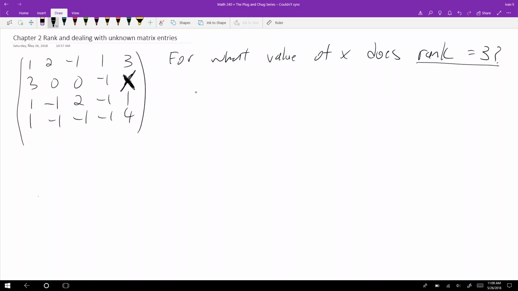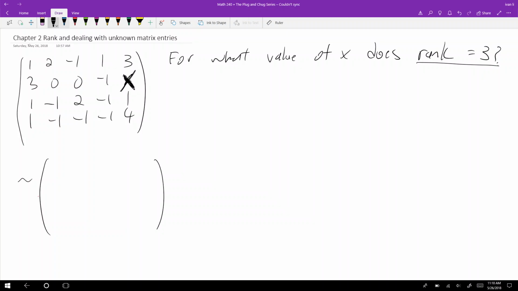When we go to chapter 4, it'll be like, what value does x need to be to satisfy that the dimension of the column space is 2 or something like that. And so you'll deal with a little more terminology. But for right now, let's just do rank. And so how do we do this problem? Well, like always, we're just going to row reduce. So get this matrix and we're going to start row reducing.